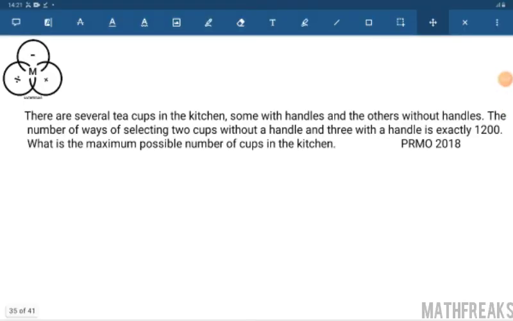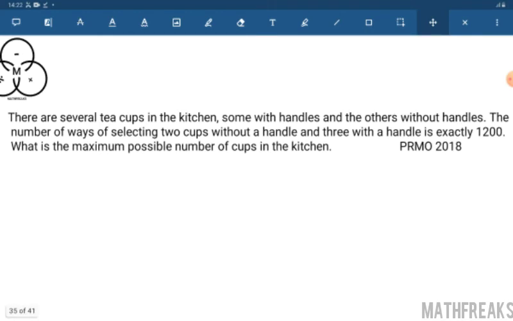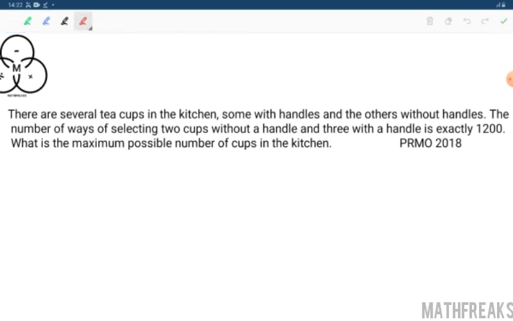There are several teacups in the kitchen, some with a handle, others without a handle. The number of ways of selecting 2 cups without a handle and 3 cups with a handle is exactly 1200. What is the maximum number of possible cups?